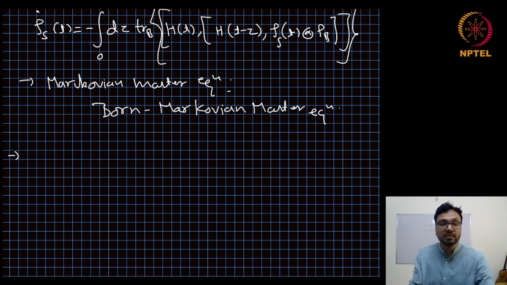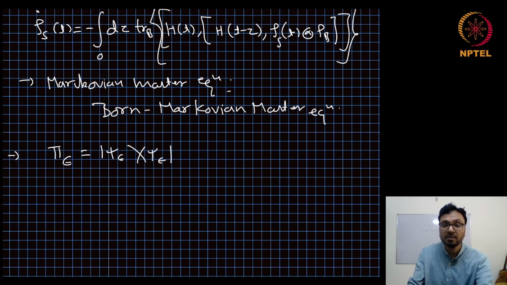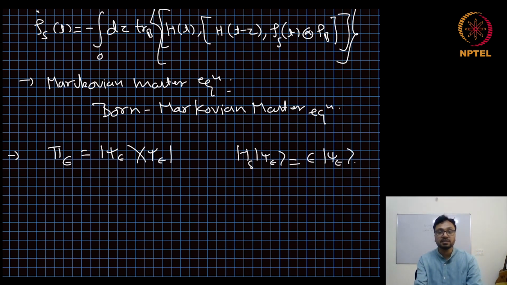To simplify the dynamical equation further, let us define the projectors Pi epsilon. For a non-degenerate system Hamiltonian HS, non-degenerate means the eigenvalues do not repeat for the Hamiltonian HS. For that, Pi epsilon will be just the projector onto psi epsilon, where HS psi epsilon is epsilon psi epsilon. That is, psi epsilon are the eigenstates of the Hamiltonian HS with corresponding energy epsilon.